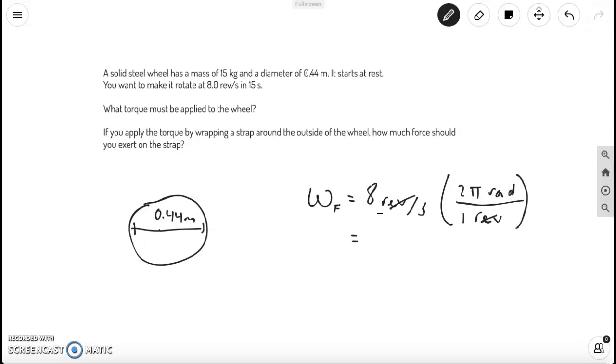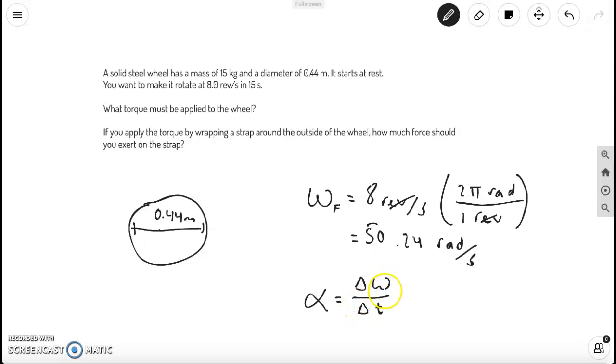Times, it was 8. So 50.24 radians per second. And we want to do that in 15 seconds. So now we're thinking, okay, our equation for angular acceleration, which is what we're looking for, would be the change in angular velocity over the change in time.